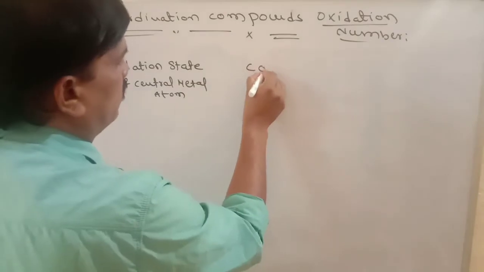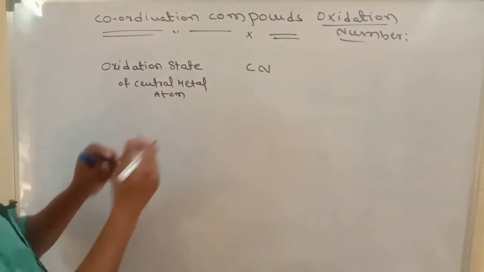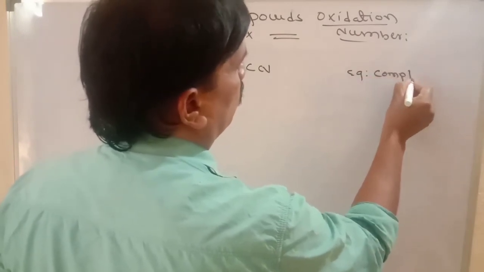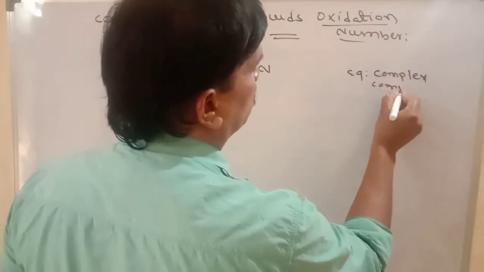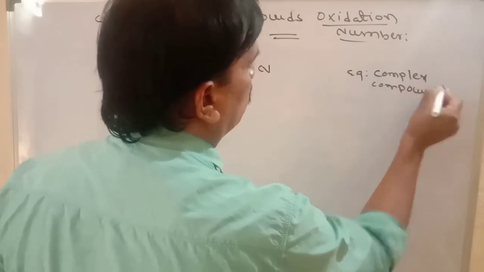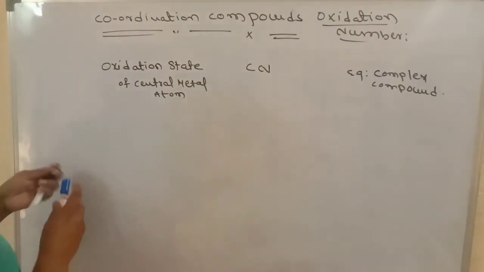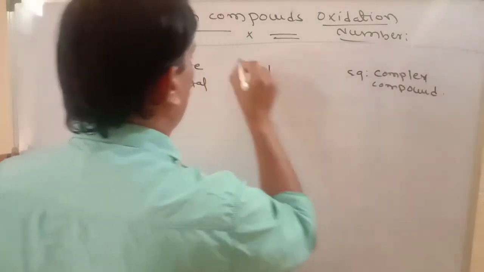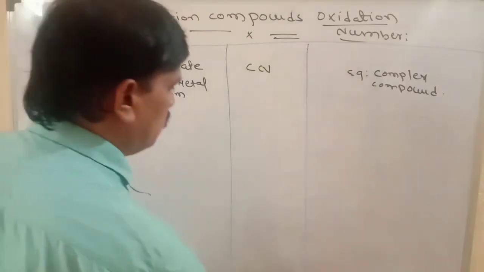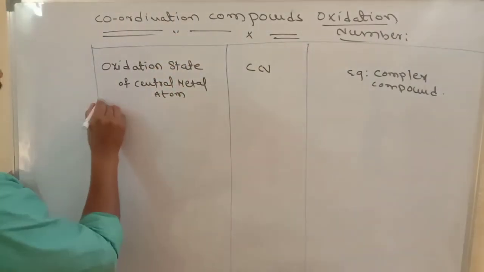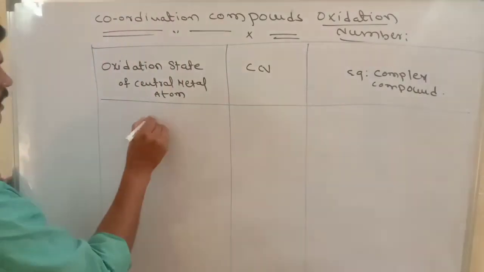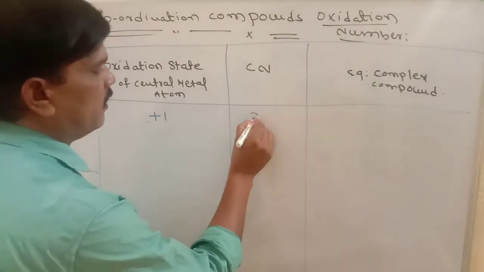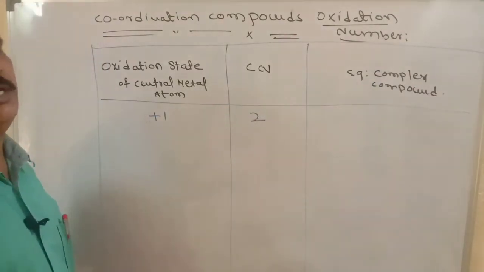Its coordination number. What is the relation between oxidation state and coordination number? Example for complex compound. So what is the example for complex compound? Anywhere if you observe +1 oxidation state is there, their coordination number must and should be 2 only.